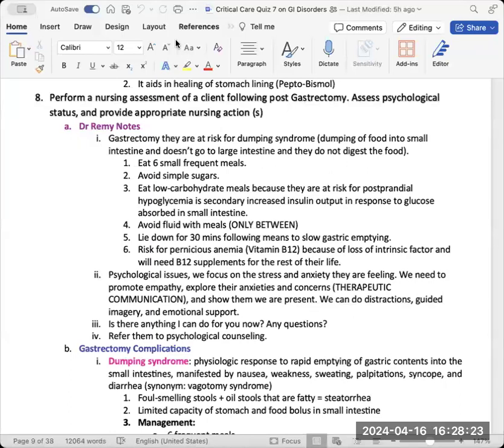So when they have that, what we want to do is they should have small, frequent meals. They should have a low carbohydrate diet. They should actually lie down after they eat, and that's because lying down for 30 minutes after they eat actually slows gastric emptying, which actually helps with those manifestations. They don't feel really dizzy, don't have these palpitations, they don't feel nauseous. They should eat a low carbohydrate meal, and that's because they're at risk for postprandial hypoglycemia.